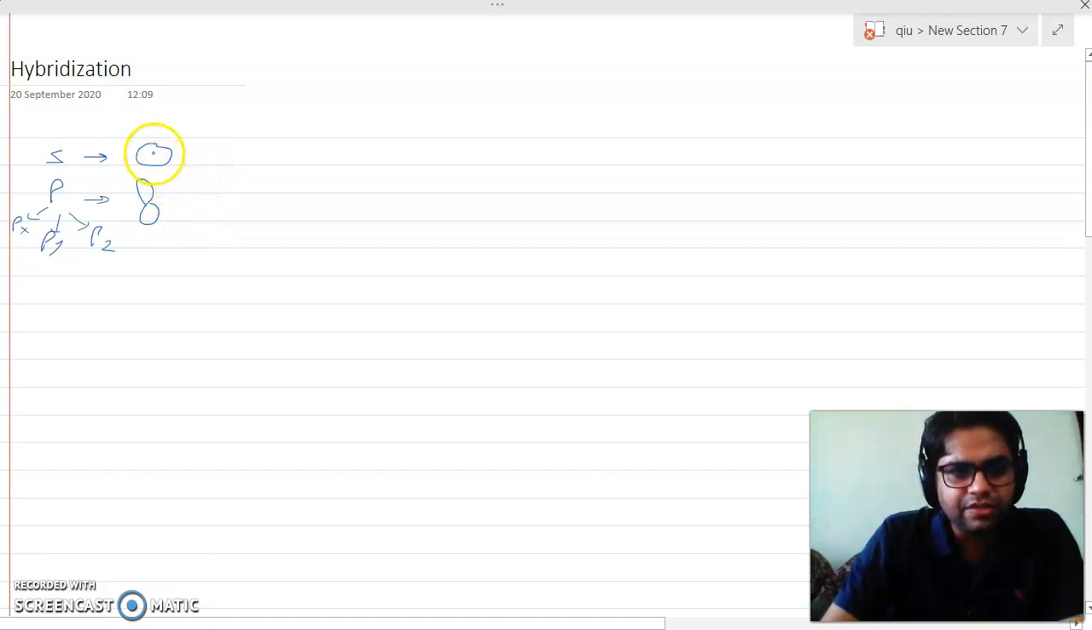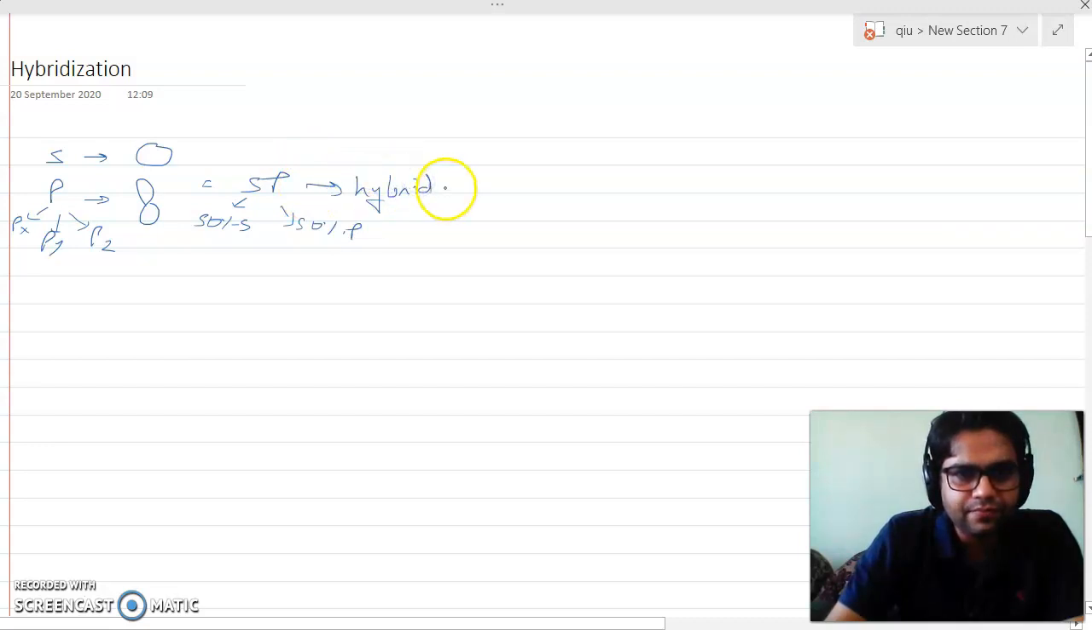Let's consider a situation where this S and any one of these three P orbitals are mixing. If that situation occurs, then a hybrid orbital will be formed, and it will have a 50% S character and a 50% P character, because one P orbital is mixing with this S orbital. So this one will be a hybrid orbital. It is different from the s and p orbitals in the sense that this hybrid orbital will be different in energy, different in shape and everything.